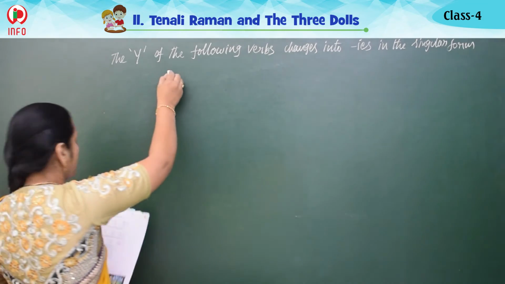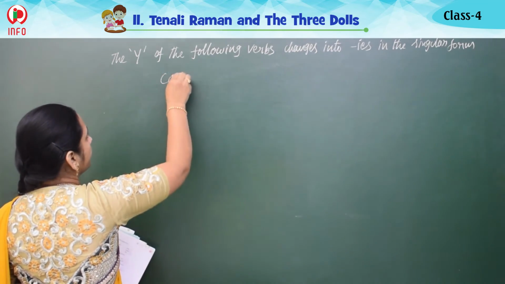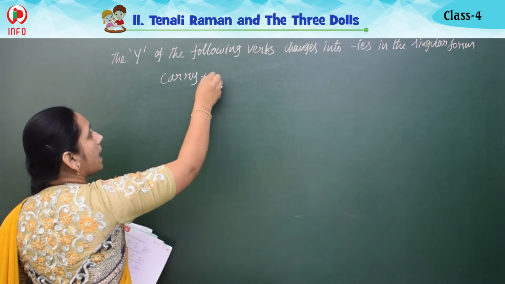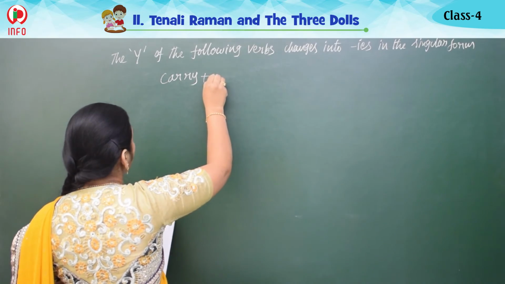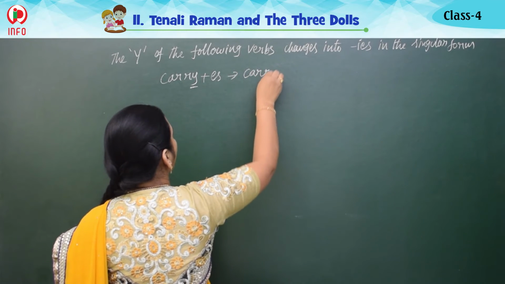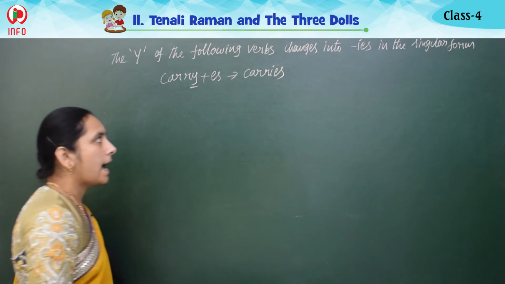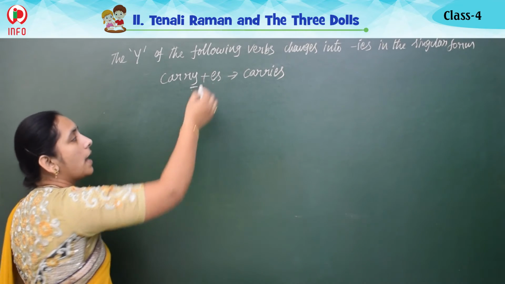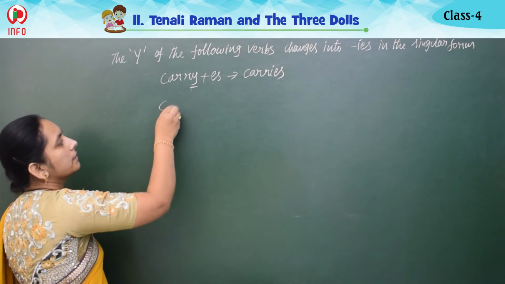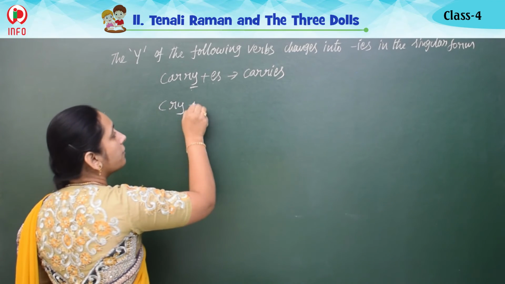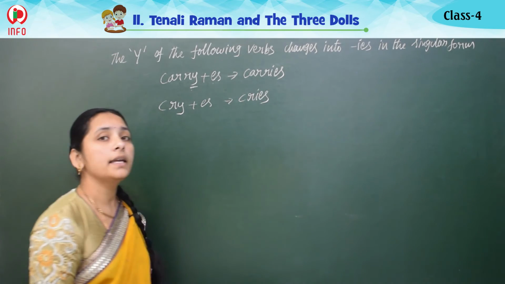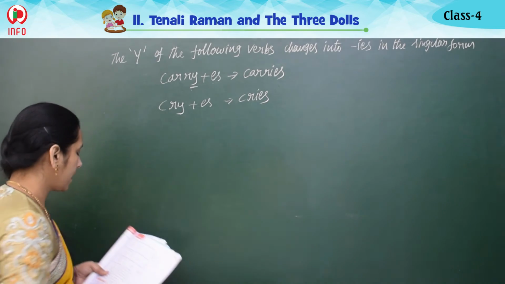So what are those words? Suppose if you see carry. So for this what we should add? s or es. So here to add es, the y changes to ies. So then carries. Carry, so y changes to i, so then we can add es to this. And cry, C-R-Y. For this if es is added, what does it become? Cries, spelling C-R-I-E-S.